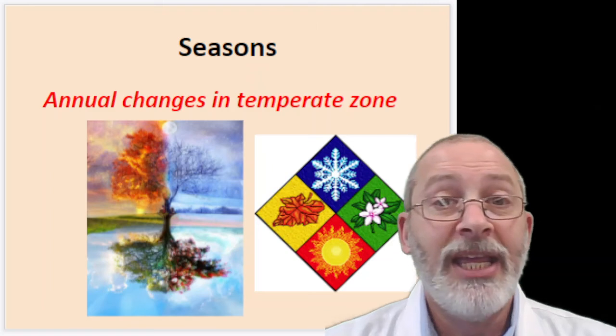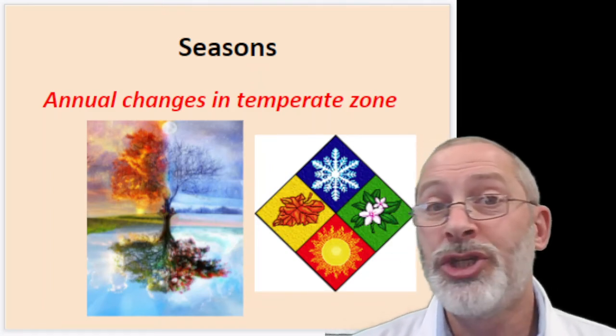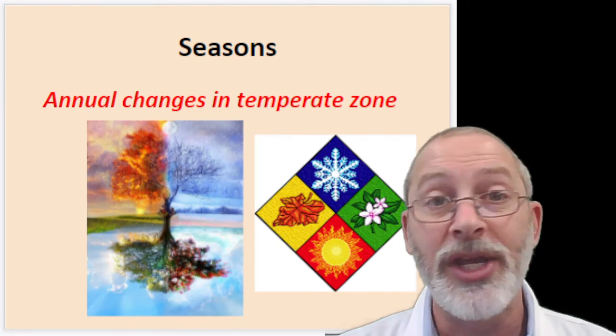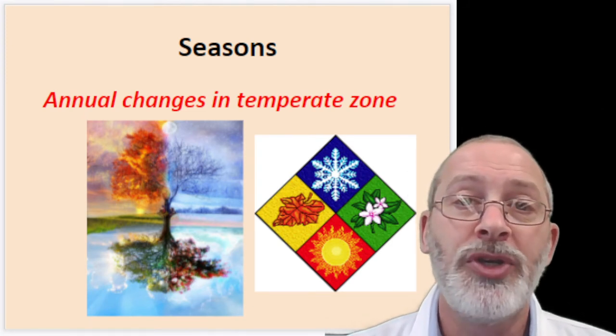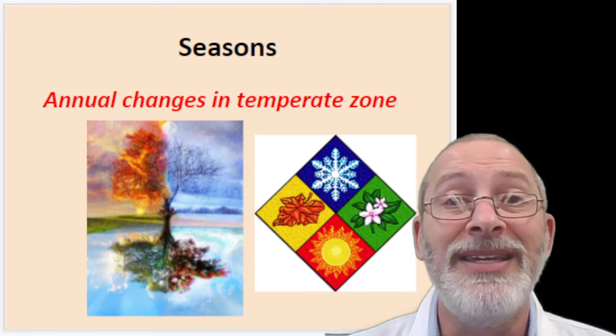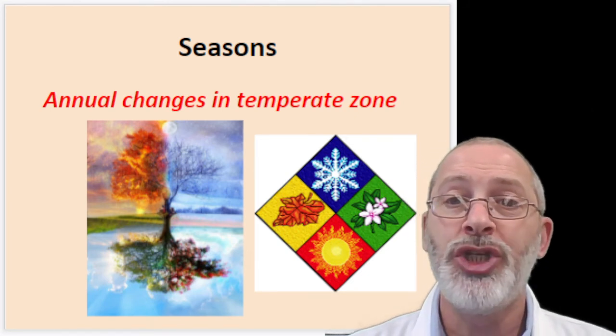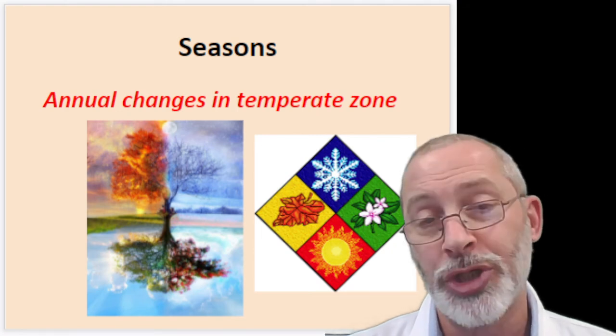All right. Now, I've mentioned a few times about the temperate zone in particular and how there's more fluctuation in the temperate zone. It's because we experience seasons of the year. Seasons are the annual changes in temperature zones.